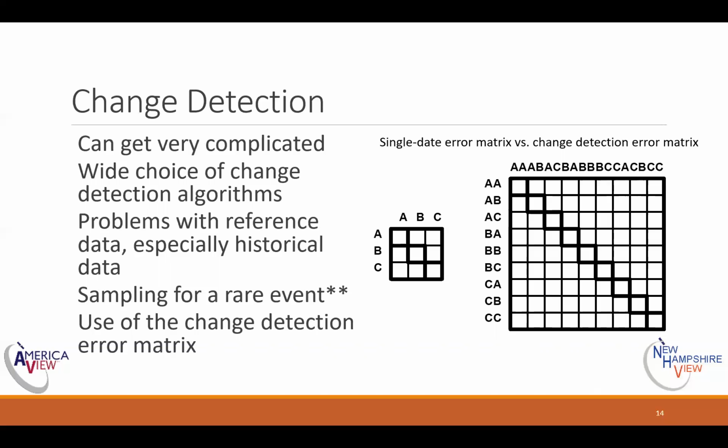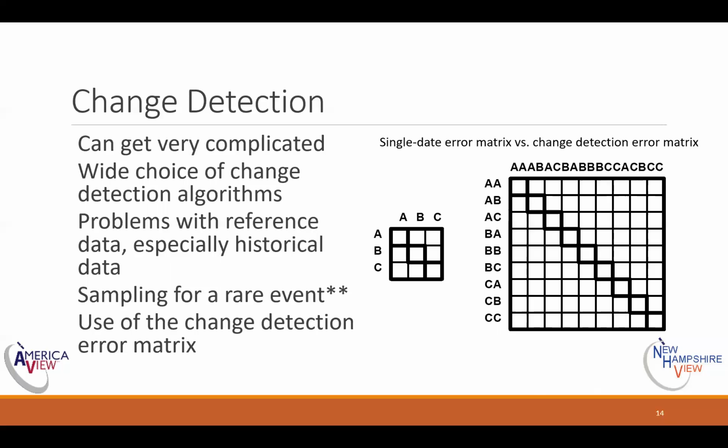So for the map, I have that it was A in time 1 and also A in time 2, or A in time 1, B in time 2, or A in time 1, C in time 2, or B in time 1, A in time 2. You see the point? However many map classes you have, you have to square that to get the size of the change detection error matrix.